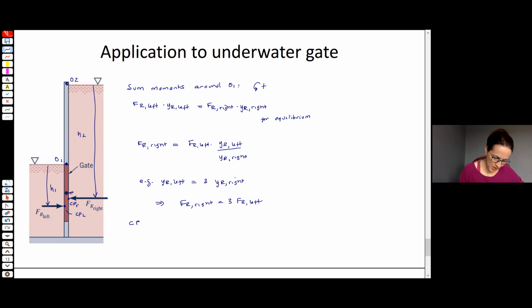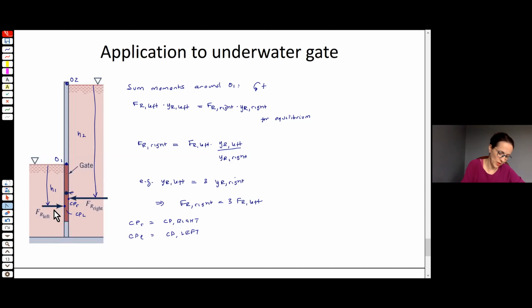So we'll say that CPR is equal to CP right, and CPL is equal to center of pressure on the left. And just notice that the place where the resultant force acts on the right is much closer to the centroid than it is on the left, right? So that goes back to what we talked about 2 slides ago. The deeper a surface is submerged, the closer the center of pressure and the centroid get to each other, right?